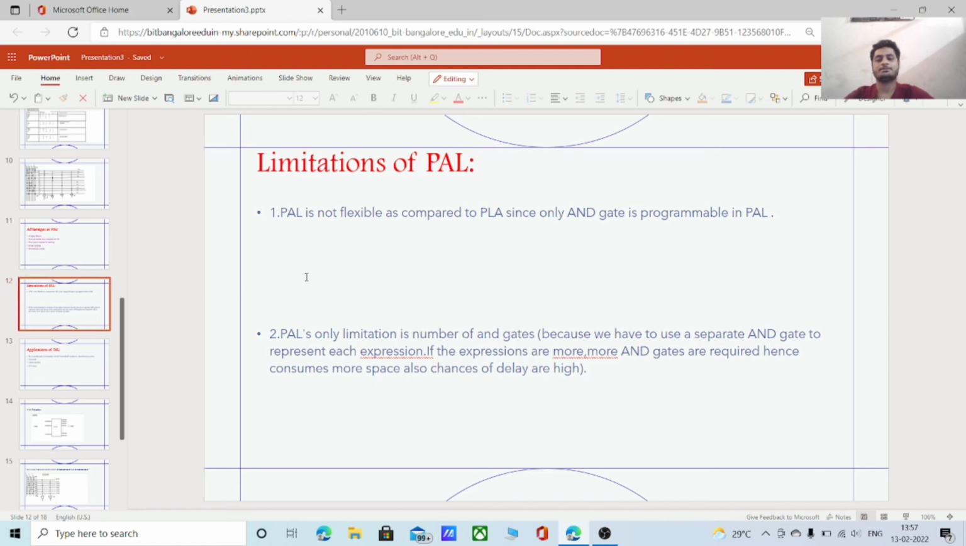What are the limitations of PAL? PAL is not flexible compared to PLA because PLA has both the AND array and the OR array as programmable, but PAL has only the AND array as programmable. PAL's main limitation is the number of AND gates, because we have to use separate AND gates for each term. If the terms are more, the AND gates required are also more, so the chance of delay is high.